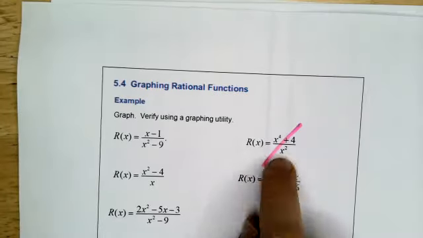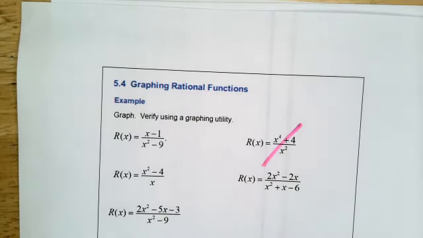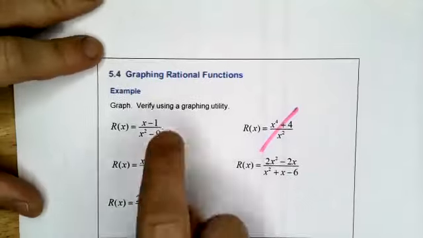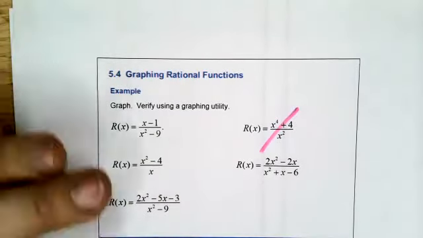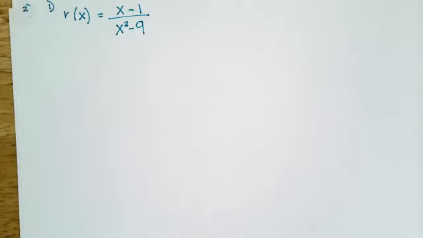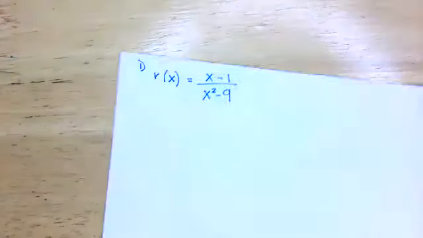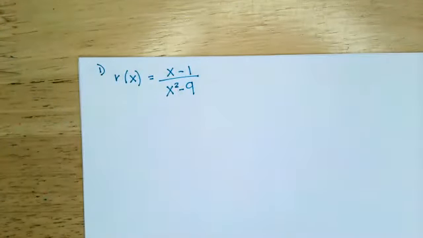So I'm not going to do x to the fourth. It's not going to come up. We're going to do this one, 1, 2, 3, 4 of them, and then you will be done. So the first one is R of x equals x minus 1 divided by x squared minus 9.